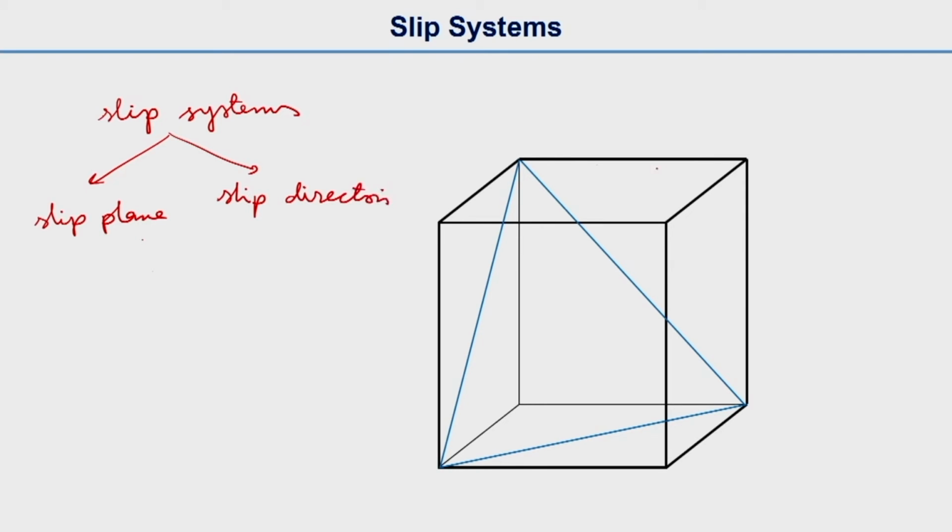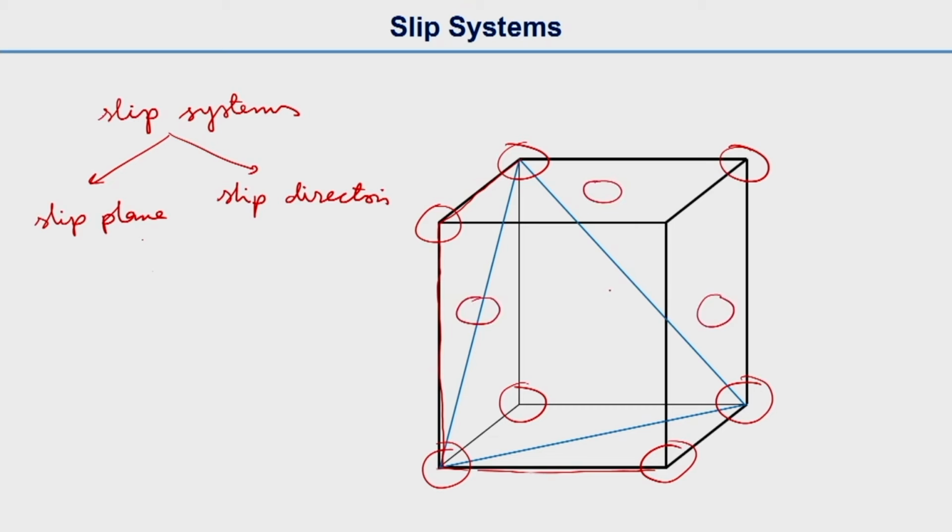So what is happening here is the black lines show the unit cell. Unit cell means, let us say it is an FCC lattice, and we have atoms at the corners, and then we have atoms at the face centers as well. It is something like this. Now this plane, the blue line, we call it the 111 plane.